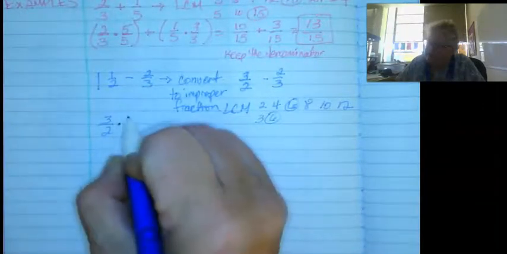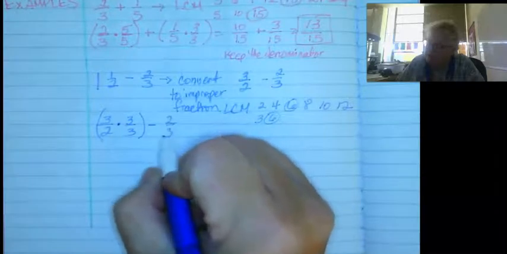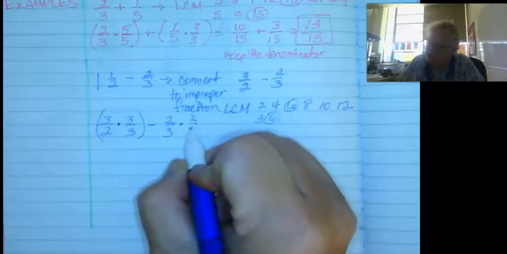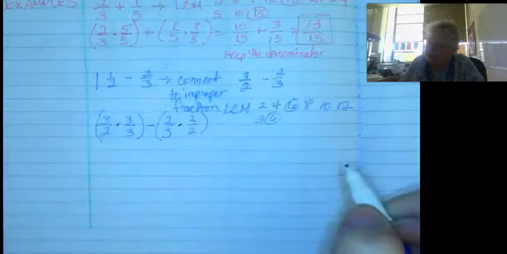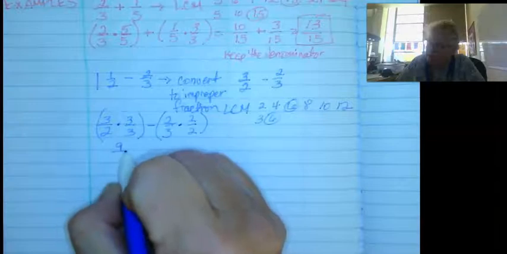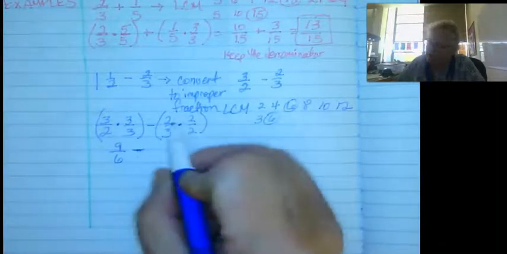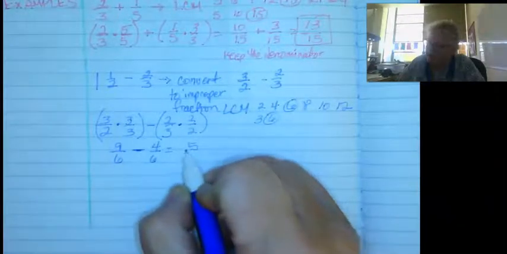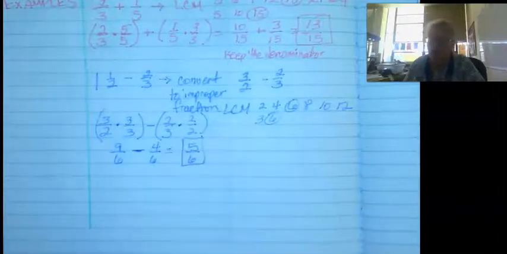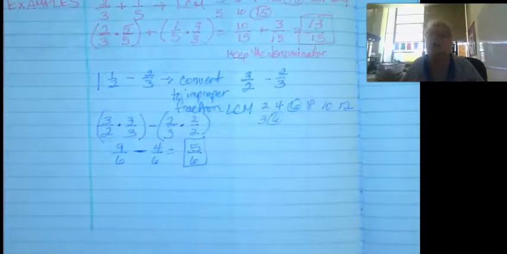So now we're going to do 3/2 times 3/3 minus 2/3 times 2/2. Okay, so that means 3 times 3 is 9, 2 times 3 is 6. And we're going to subtract 4/6. So our answer is 5/6. Ta-da! Super easy. Just to review, we're done.